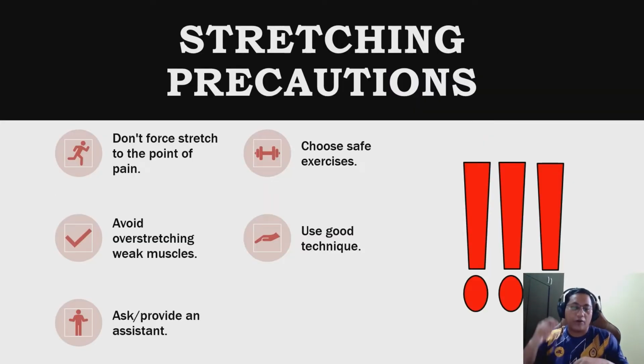However, before we do any stretching or flexibility training, there are a few precautions we have to take. The first one is don't force the stretch to the point of pain, as I said before. Go up to the point where you feel slight discomfort, then hold at that point for a certain time. Avoid overstretching weak muscles. For example, maybe I have had injuries to my shoulder joint before this.